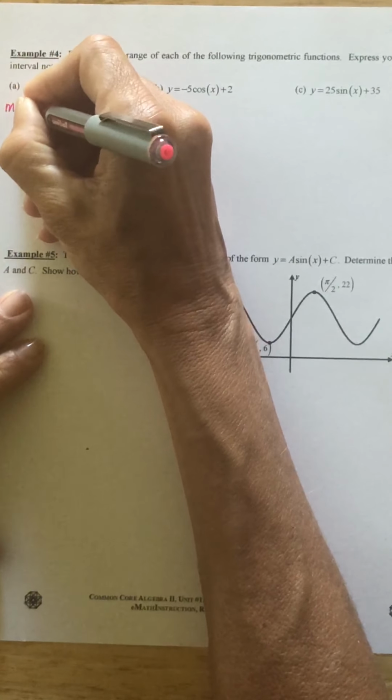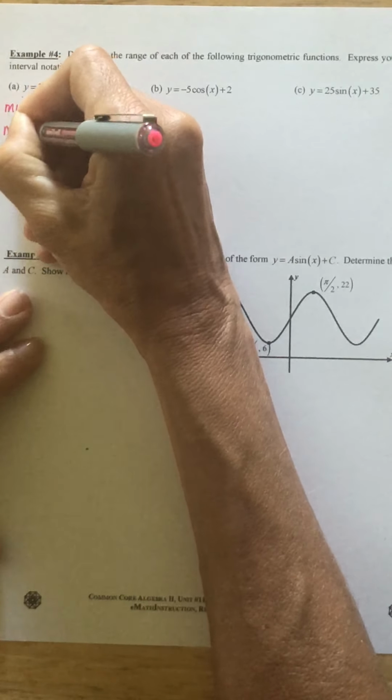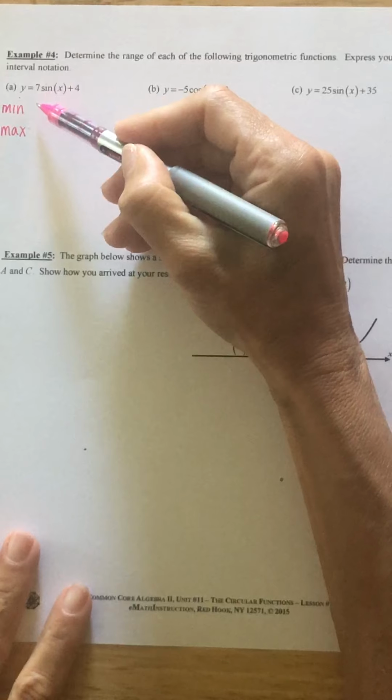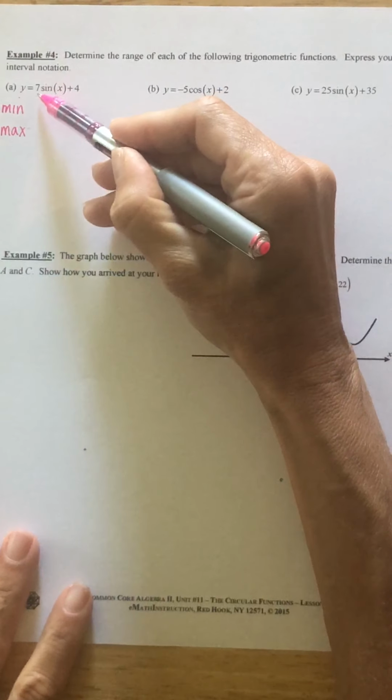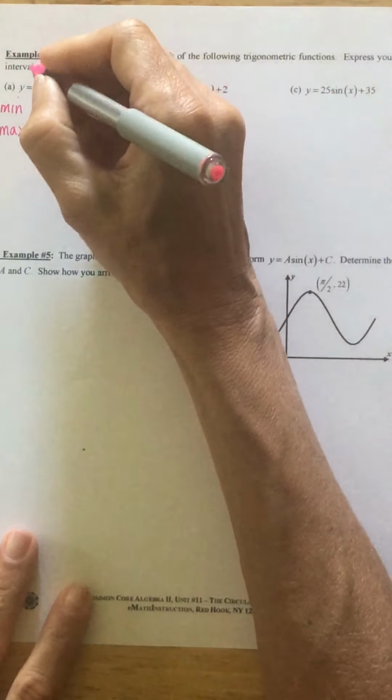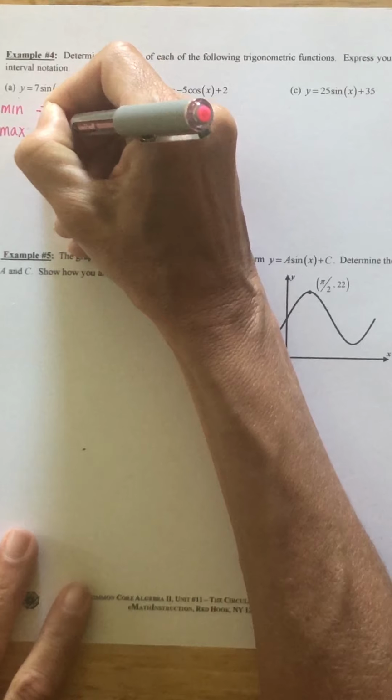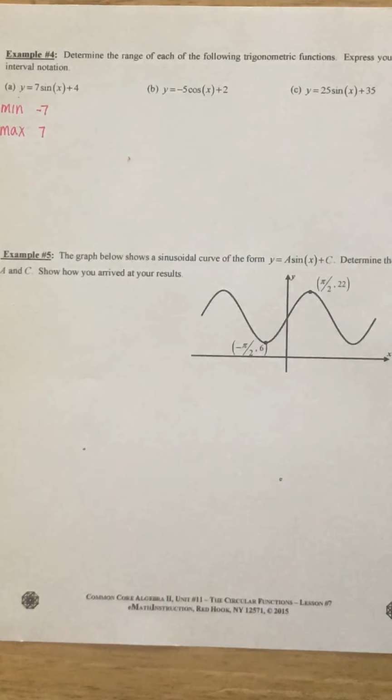I would write the min and the max. And then we're going to put our values at the very end in interval notation. All right, so if I look at letter A, I have 7 sine x plus 4. 7 is my A value. The amplitude is going to be the absolute value, which is 7, which means my minimum is -7 and my maximum is +7. Now you factor in the C value.